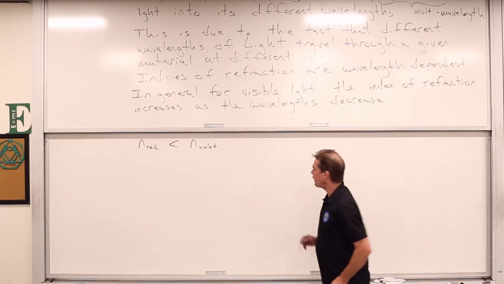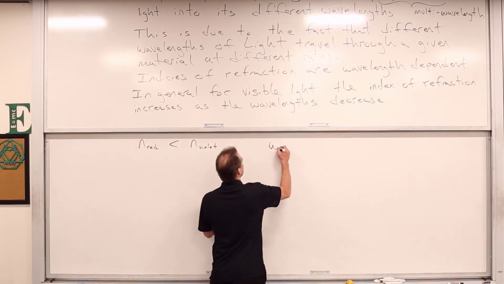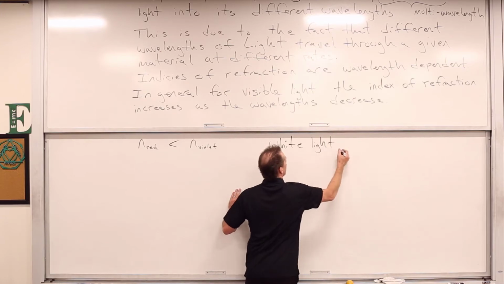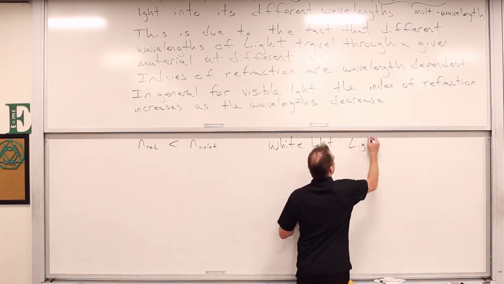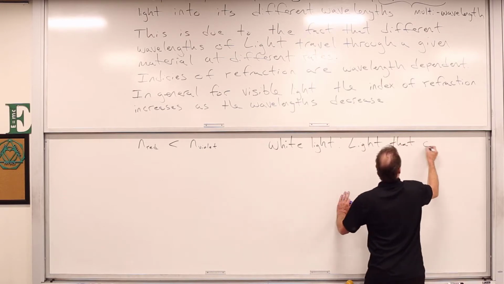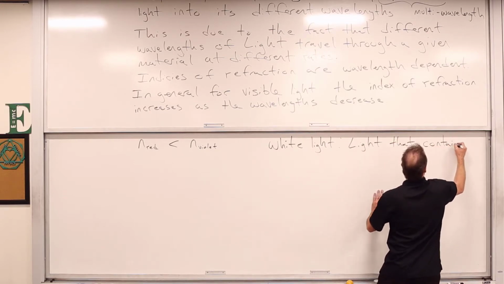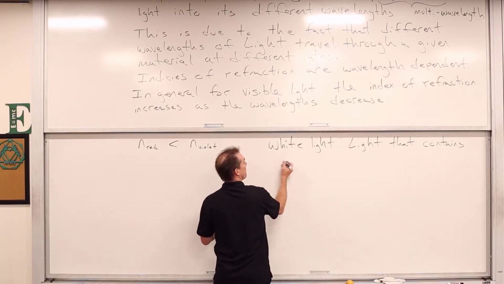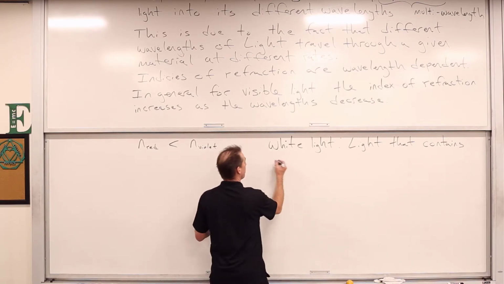First off, white light. So light that contains all wavelengths in the visible spectrum, visible region of the spectrum.